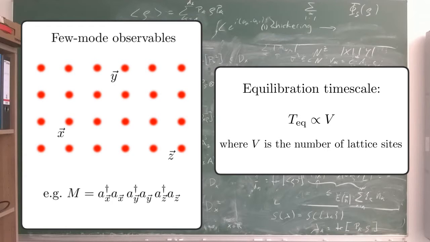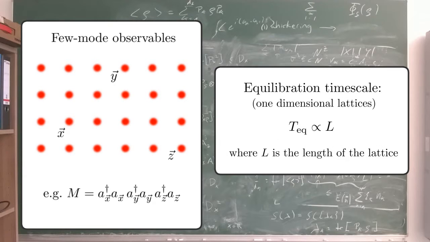For one-dimensional lattices, this is actually the best we can hope for. This is because the time it takes for information to propagate along a line is proportional to its length. These timescale bounds are much better than previous more general results, which were typically exponential in the system size.